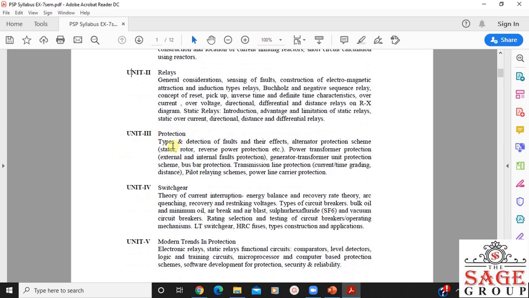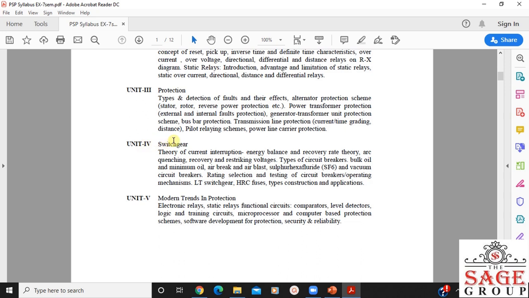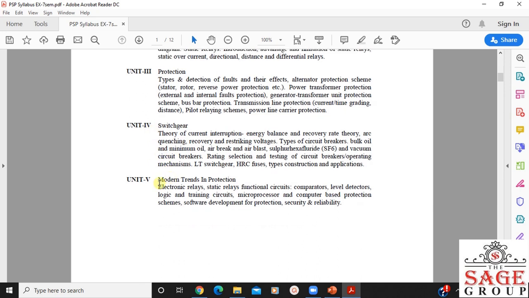In the third unit, I am going to discuss protection, the types of protection schemes which we implement for alternators, transformers and transmission lines. In the fourth unit, I am going to discuss some basic types of switchgear. Mainly this unit covers various types of circuit breakers, which we will discuss in detail. In unit 5, I will discuss the modern trends in protection that we are using nowadays, because as generation changes and technology changes, we are now using very advanced technology for protection.